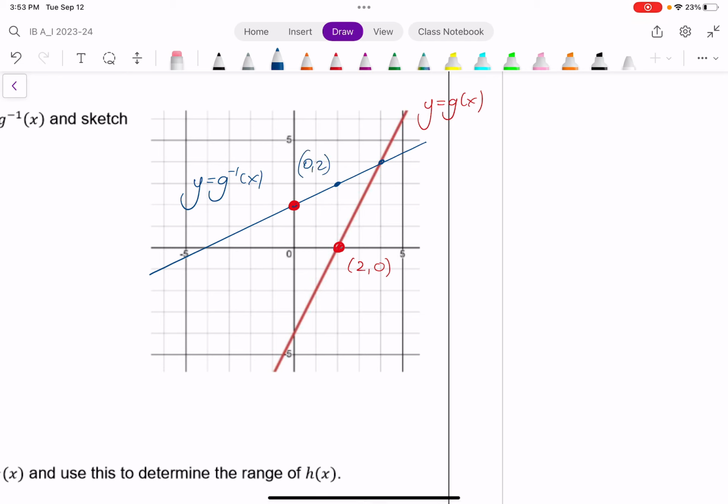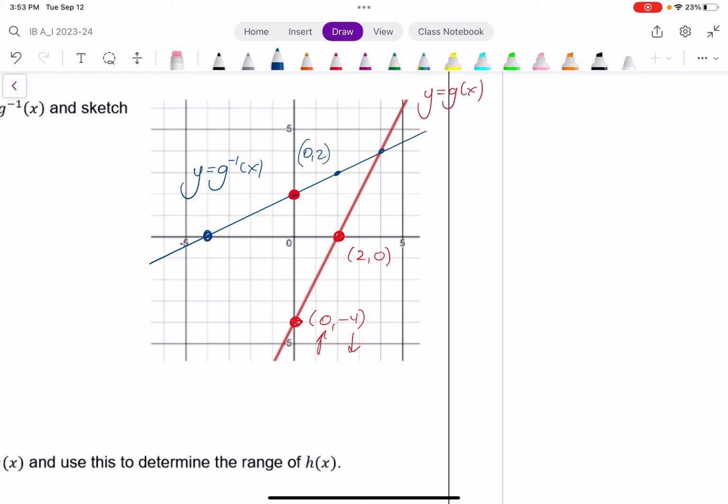And if I want to visualize a line, I just need one more point. Maybe I'll look at this point down here. I'll draw this in red. And so this point down here, if I look at the coordinates, is (0, -4). That means if I put in a 0, I get out a -4. For the inverse, it must be the other way around. I put in a -4 and I get out a 0, which leads me to this point right here. And I can see how visually these two graphs are related to one another.